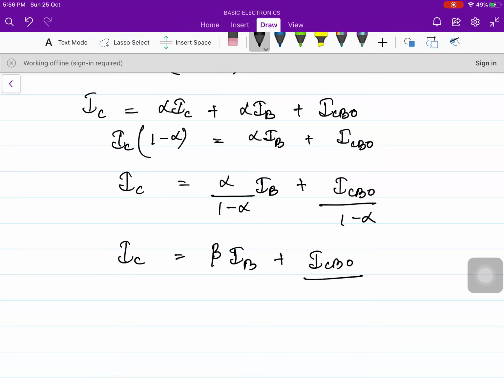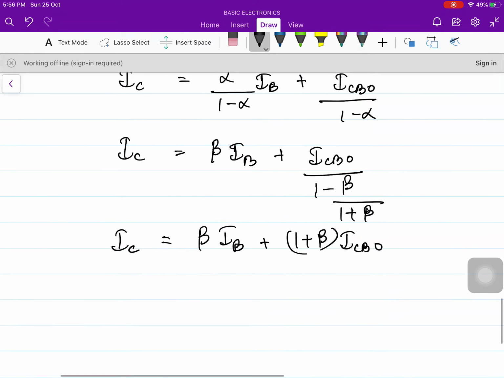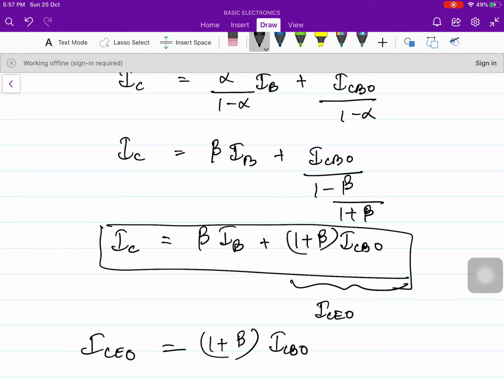Now I am going to put, because I have to eliminate this alpha also, 1 minus beta upon 1 plus beta. So it will come out to be beta IB plus 1 plus beta into ICBO, and that is the collector current equation for common emitter. So now this term represents ICEO, and hence ICEO is equal to 1 plus beta into ICBO.